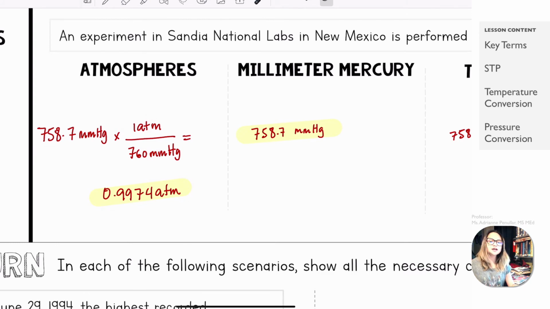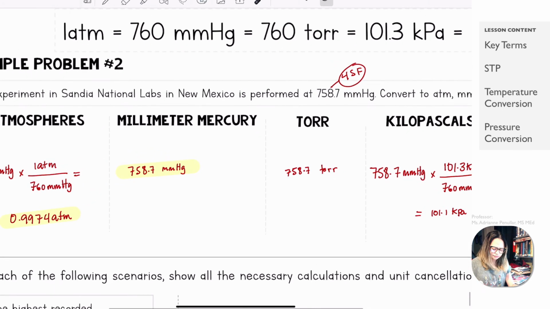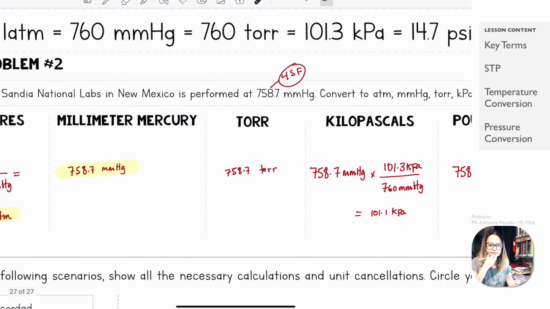I want to make sure that I have 4 significant figures, so I'm going to do that. Millimeters of mercury and torr are pretty straightforward because they have the same number. I'm given millimeters of mercury and I'm looking for millimeters of mercury, so I'm going to copy that over. The torr is also easy because it's 760 and 760, meaning whatever number I have for millimeters of mercury is the same thing I have for torr. So I just copied it as well.